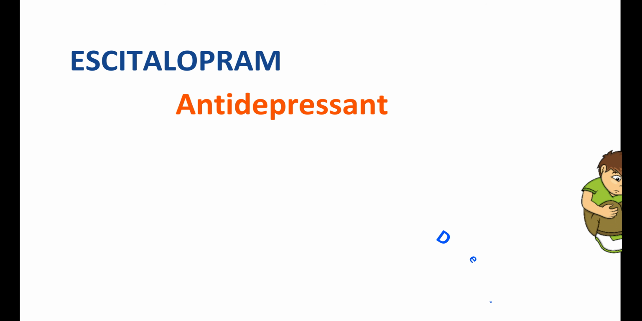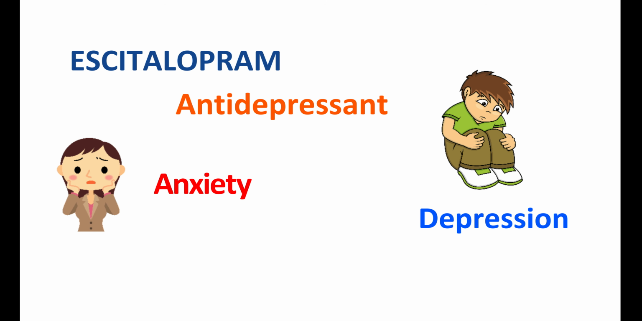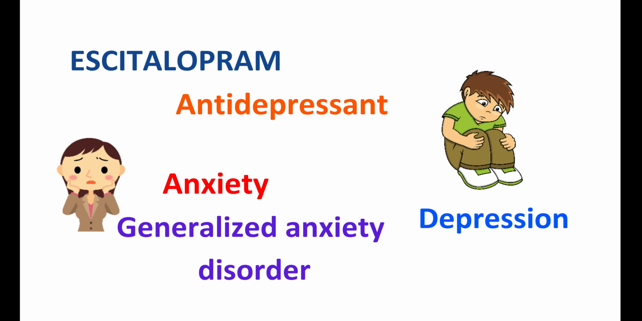Escitalopram is classified as an antidepressant, so it is particularly used to treat the symptoms of depression. However, Escitalopram can also be used to manage anxiety. Particularly, it can be used in the treatment of generalized anxiety disorder, commonly known as GAD. Not only in this condition, but in other anxiety disorders like panic disorder, social anxiety disorder, and phobias, Escitalopram can be used. So this medication can be used both as an antidepressant as well as an anxiolytic.